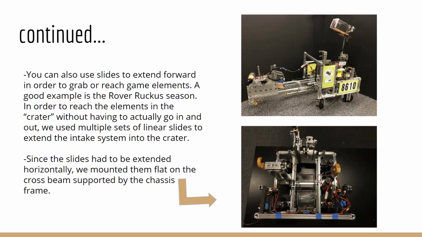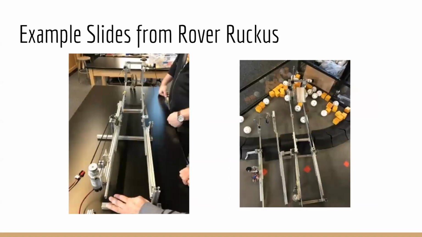Since the slides had to be extended horizontally, we mounted them flat on the crossbeam supported by the chassis frame. These are example slides from Rover Ruckus season.